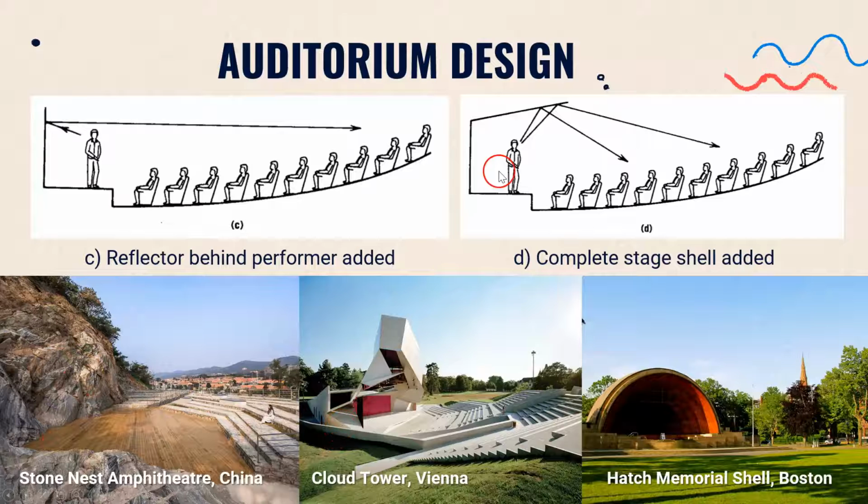For the one with a stage shell, this is a stage shell, the way it works is similar to this. So here are two examples. This one is Clock Tower at Vienna, and this one is Hatch Memorial Shell in Boston. So the Hatch Memorial Shell has one big concave structure around the stage area to reflect sound to the audience.